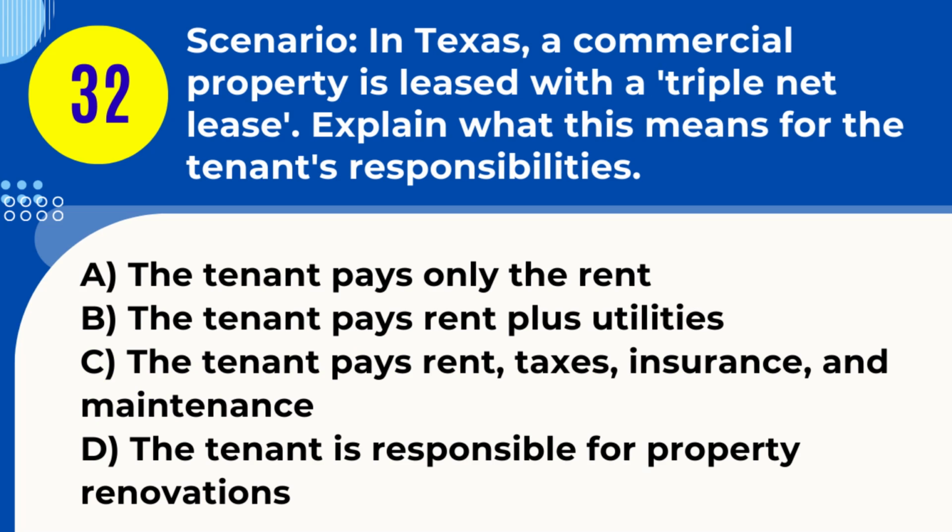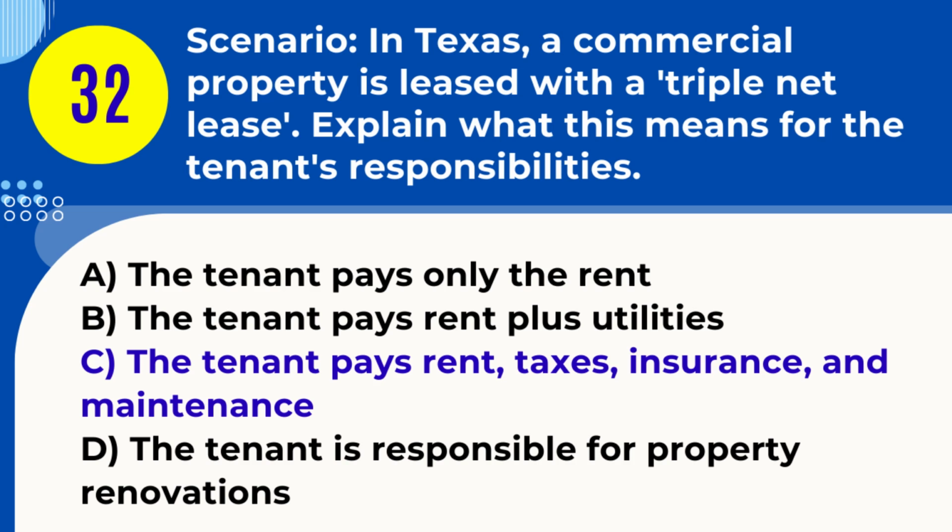Question 32. Scenario: In Texas, a commercial property is leased with a triple net lease. Explain what this means for the tenant's responsibilities. A. The tenant pays only the rent. B. The tenant pays rent plus utilities. C. The tenant pays rent, taxes, insurance, and maintenance. D. The tenant is responsible for property renovations. Answer: C. The tenant pays rent, taxes, insurance, and maintenance.